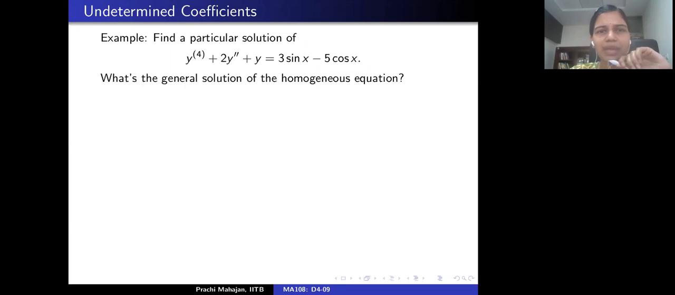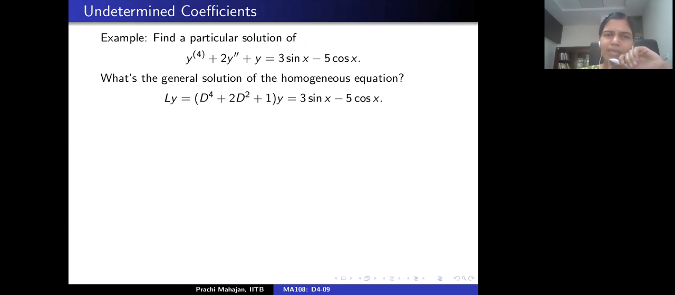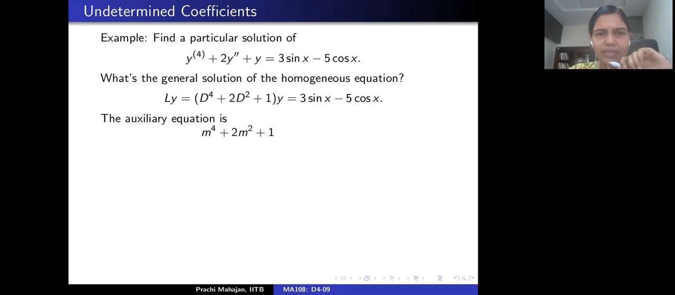Okay, so let's look at an order 4 equation and try to solve this non-homogeneous differential equation. Let's look at the homogeneous equation first. What is the homogeneous equation in this case? D4 y plus 2 D2 y plus y equals 0, right? Which means that the associated characteristic equation is m to the power 4 plus 2m square plus 1 equal to 0.